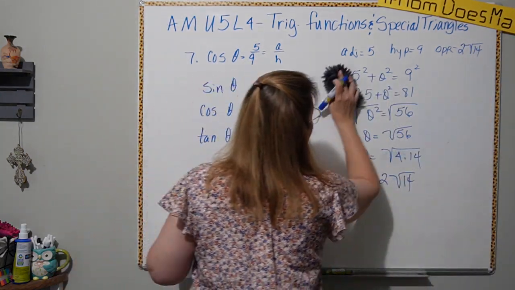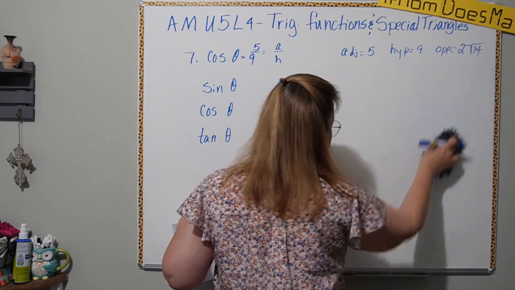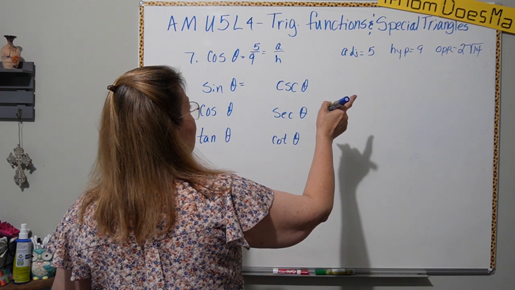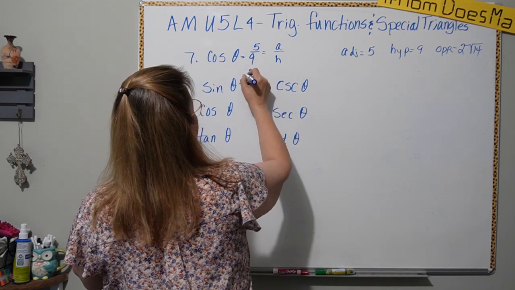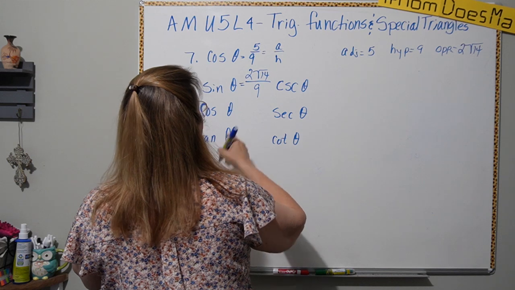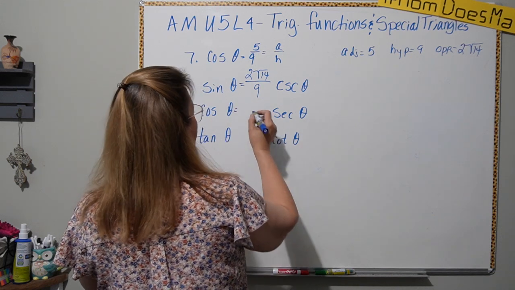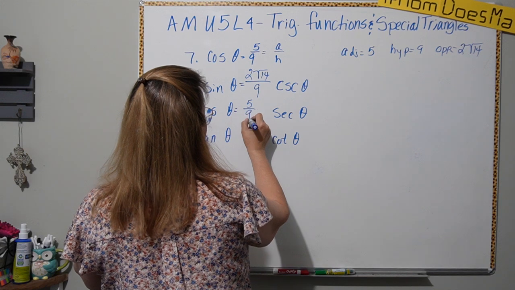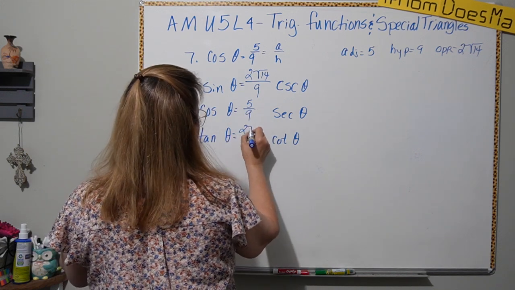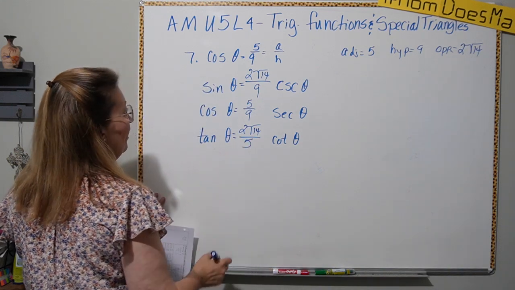Okay, so let's start filling in. We're probably going to have to rationalize some denominators since I have that. Okay, for sine, that's opposite over hypotenuse. So that's going to be 2 square root of 14 over 9. My cosine is going to be adjacent over hypotenuse. So that's 5 over 9. And my tangent is opposite, 2 square root of 14 over my adjacent, which is 5.